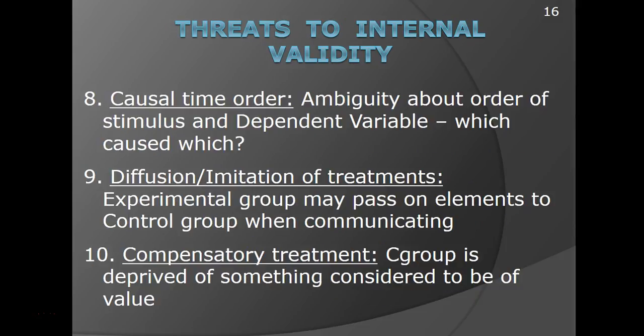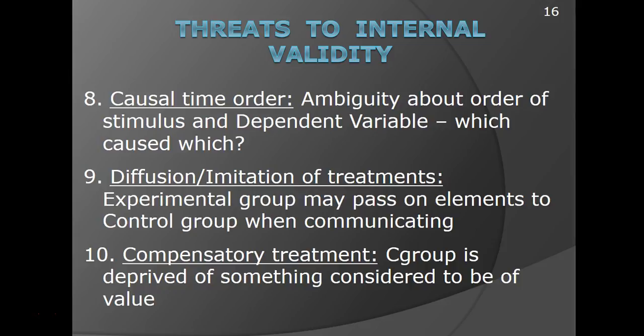Some more threats would be the causal time order. Causal time order is the ambiguity about the order of the stimulus and the dependent variable. Within the example I gave you, if you have your stimulus and your result that are mixed up, or you're not sure which caused which, it may be the change in the behavior was just caused by them individually. Maybe it had nothing to do with the treatment.